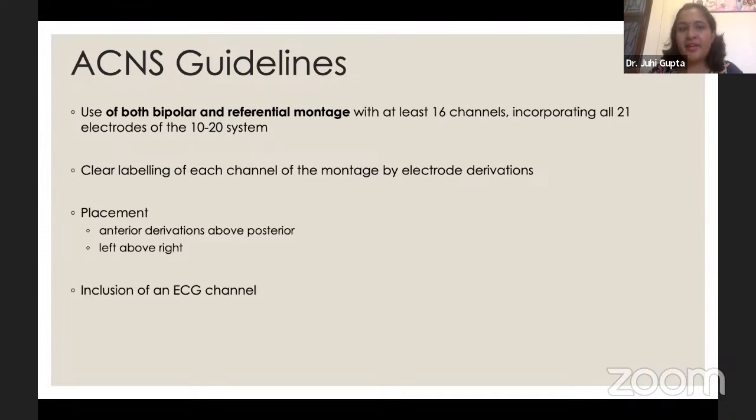So for example, in a referential montage, you are seeing a spike and wave. You should always go to the bipolar montage and confirm it with a phase reversal. So try to see the EEG in at least one bipolar and at least one referential montage, and try to see that all the 16 channels are visible to you. That should be clearly labeled. There should be clear labeling of each channel of the montage by electrode derivations. And usually in the graph, the anterior derivations are placed above the posterior, and left are placed above the right. Okay, and try to include an ECG channel as well.